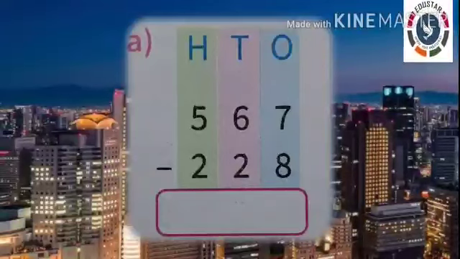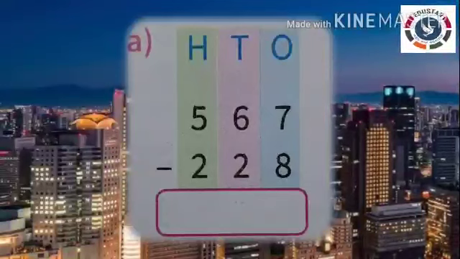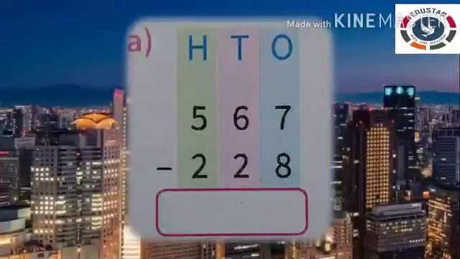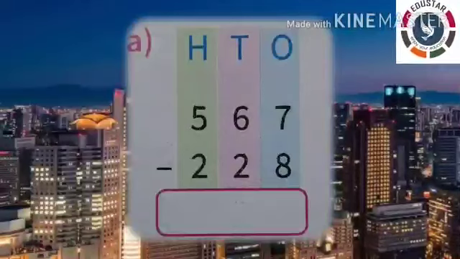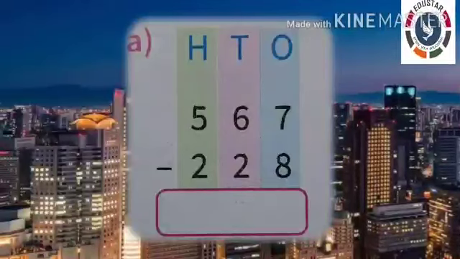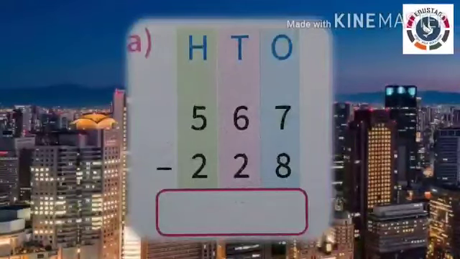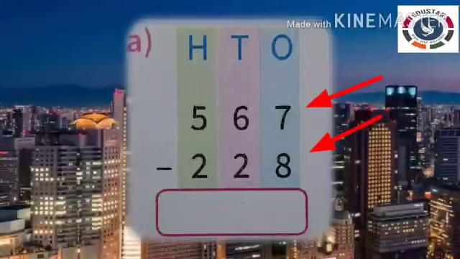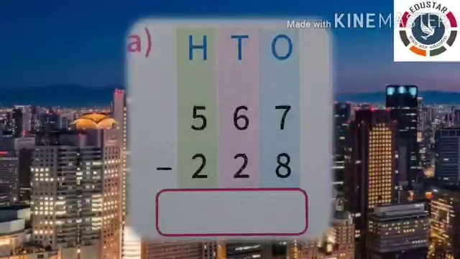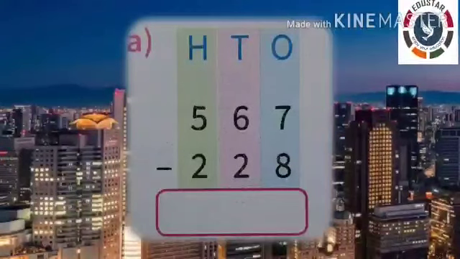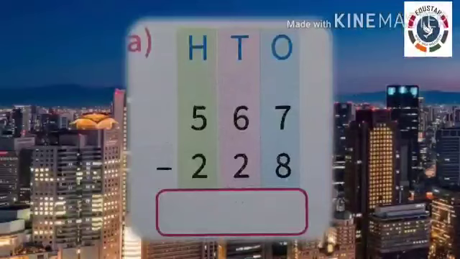In A sum, we have 3 columns: ones column, tens column and hundreds column. First, we will check the numbers in ones column. Here you have the numbers 7 and 8. 7 is smaller than the 8. So what do you have to do now? You have to borrow from the next number.